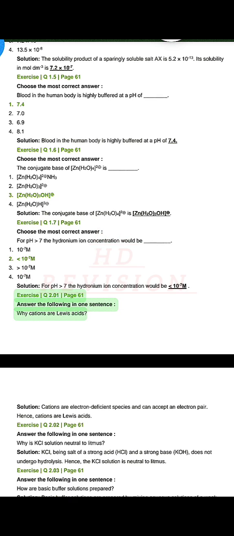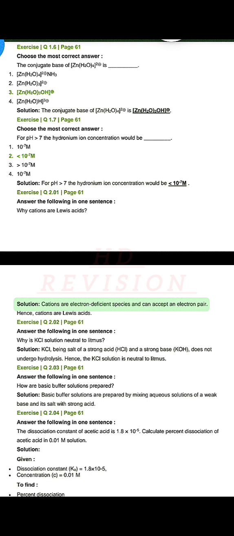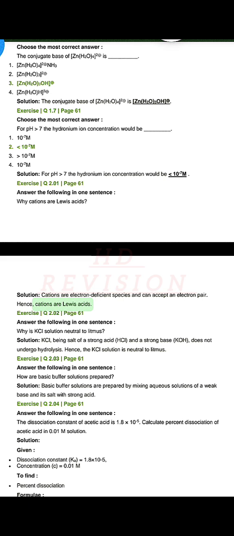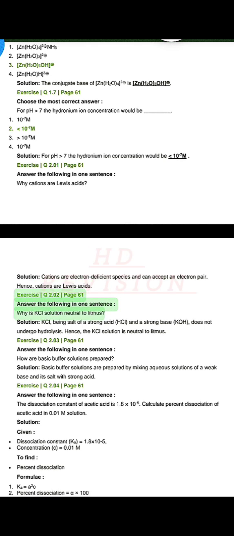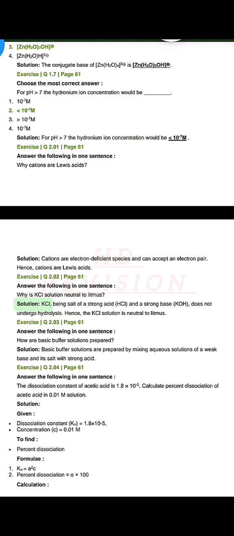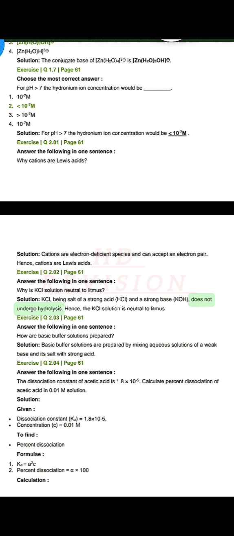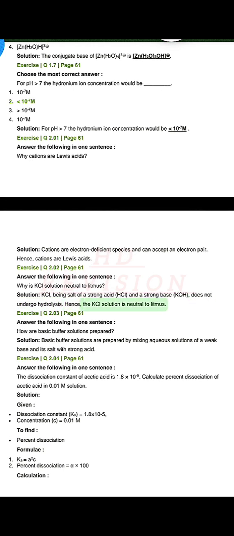Exercise Q2.01 page 61. Answer the following in one sentence. Why are cations Lewis acids? Solution. Cations are electron-deficient species and can accept an electron pair. Hence, cations are Lewis acids. Exercise Q2.02 page 61. Answer the following in one sentence. Why is KCl solution neutral to litmus? Solution. KCl, being the salt of a strong acid HCl and a strong base KOH, does not undergo hydrolysis. Hence, the KCl solution is neutral to litmus.